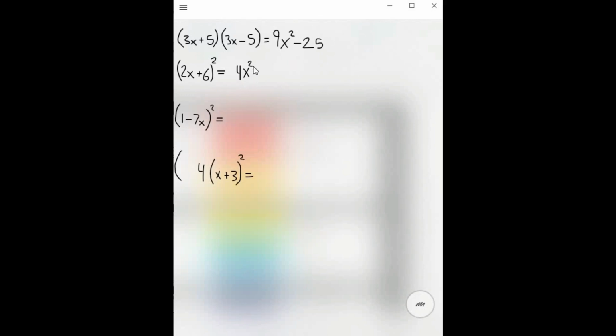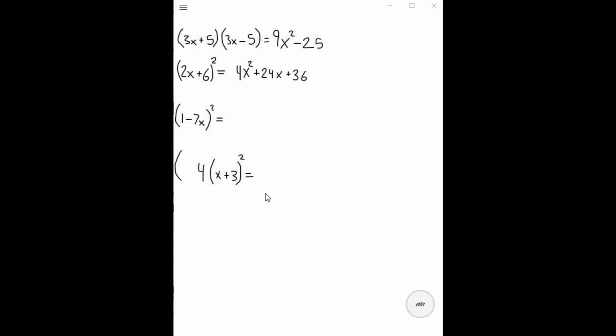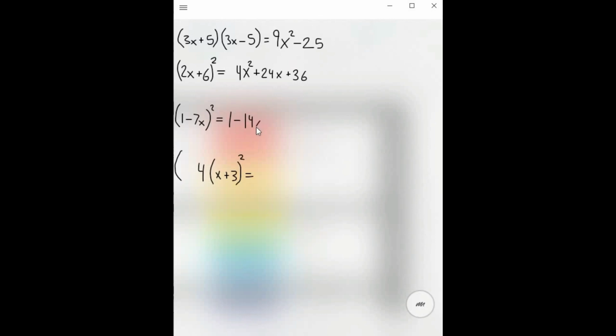For this one, we think of it as 2x squared, and then we think of the next number as 2 times 6 times 2x, because the exponent over the parentheses is 2. And then we just do 6 squared, which is 36. And for this one, we do 1 squared, and then we do 1 times minus 7x times 2, because the exponent is 2 again. And then we just do minus 7x squared, which is 49x squared.